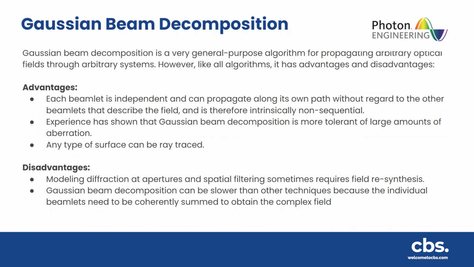And just to outline some advantages and disadvantages, the strength of this algorithm is that each beamlet is independent of the other beamlets, and it can travel along its own path, and they don't have to travel in a group. So if there's any sort of clipping of the field or partial reflection from partially the beam or so on, that's completely irrelevant. It's a non-sequential algorithm, and you can have multiple beams, multiple parts of the beams going off in different directions, and that has a really flexible nature to it.